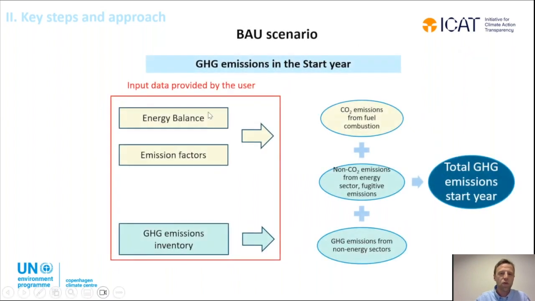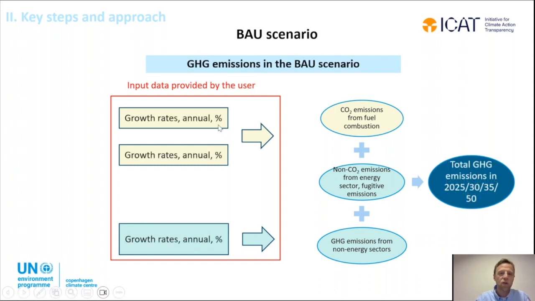Then at the second step, the user will need to introduce the energy balance of the country corresponding to the start year selected by the user. Then in the third sheet, the user will have to introduce the values of the GHG emissions from the non-energy sector, taken, for example, from the last GHG inventory of the country. Finally, in the fourth sheet, the user will have to introduce the growth rates, so the growth factors of the different sectors and subsectors towards different future years.